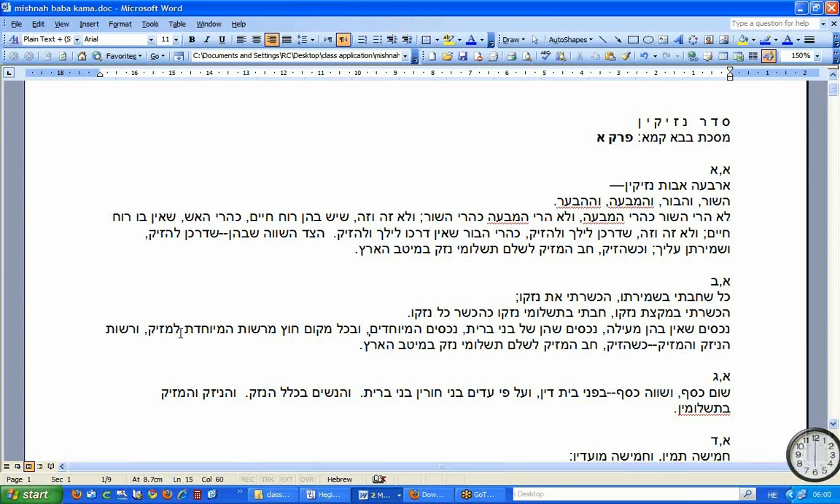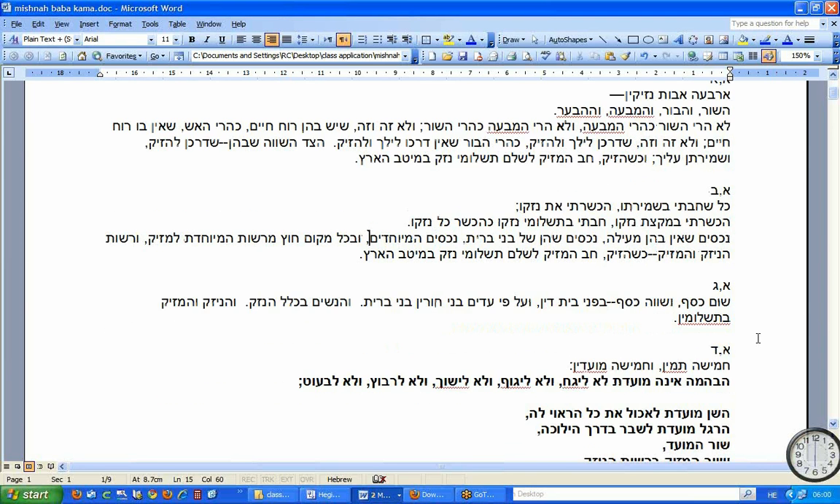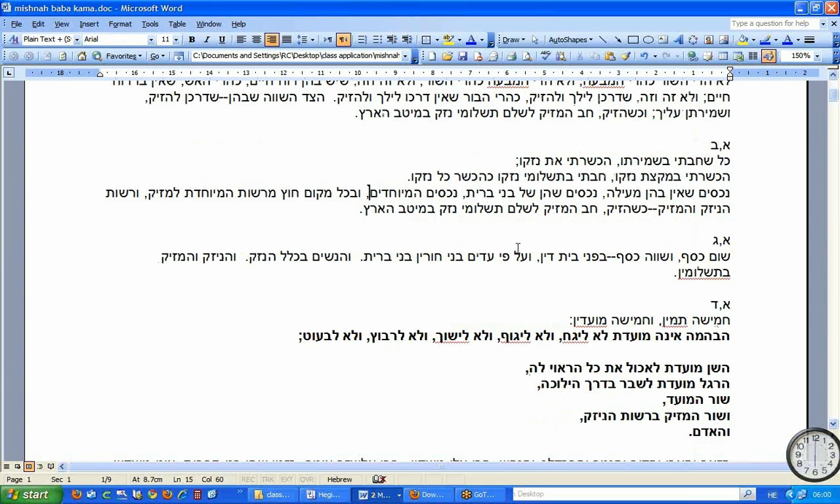Those are rishuyot problems. Then we have shum kesef. That's how the shum has to be. It has to be with kesef or shaveh kesef, and it has to be ayin and noshim in the damage.